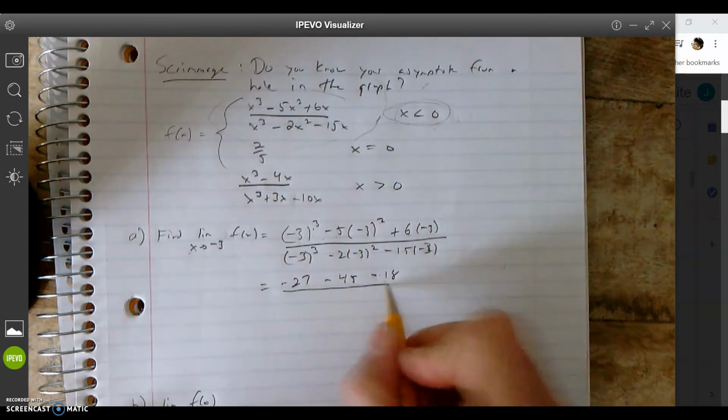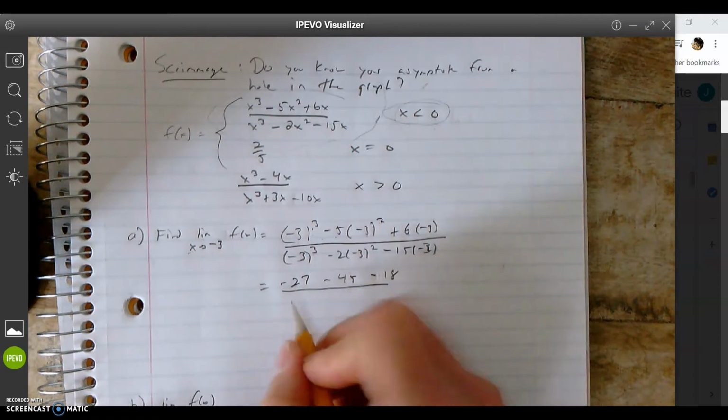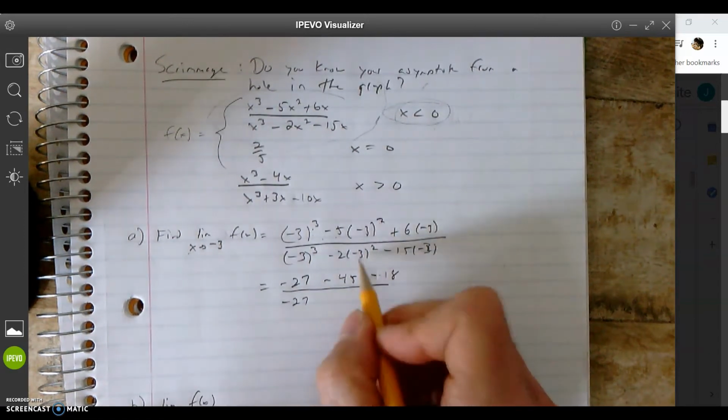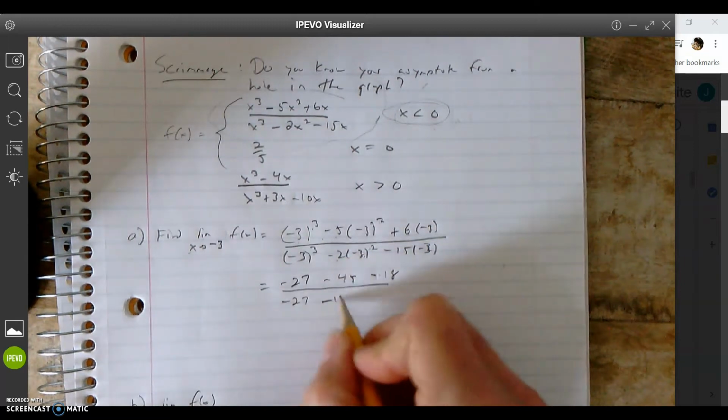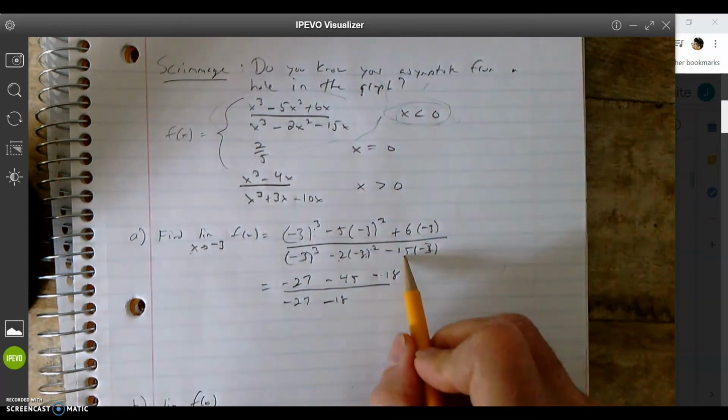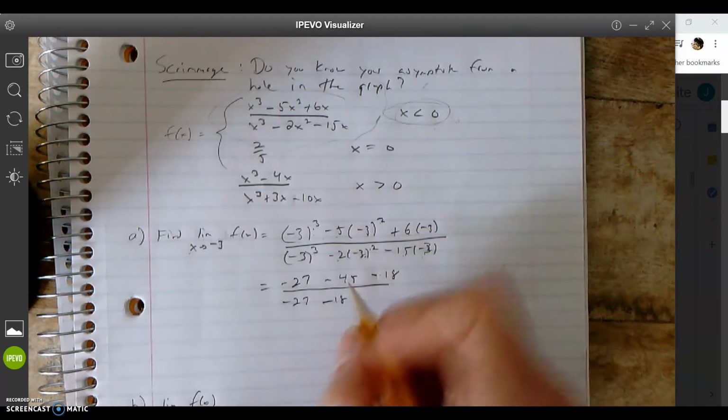Okay, let's see what we got on the denominator. -3 to the third is -27. This is 9 times -2, which is -18. And this is negative times negative, which is positive 45.